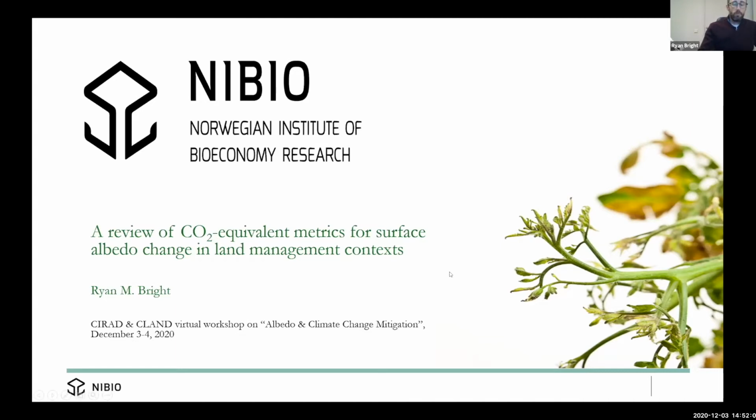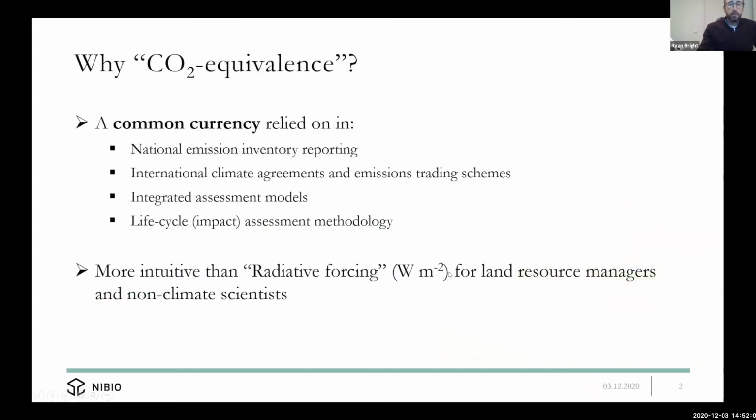So why CO2 equivalence? Well, it's a common currency that's relied on in national inventory reporting, international climate agreements, emission trading schemes, some integrated assessment models, and life cycle impact assessment methodology. For many land resource managers and non-climate specialists, it might be more intuitive to digest a measure like CO2 equivalent than a measure like radiative forcing.